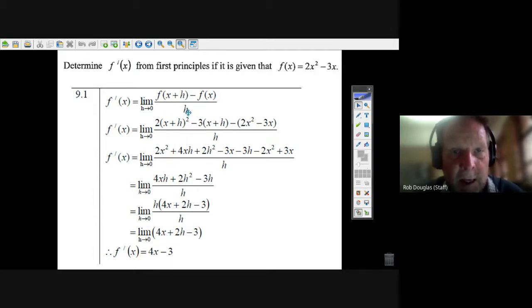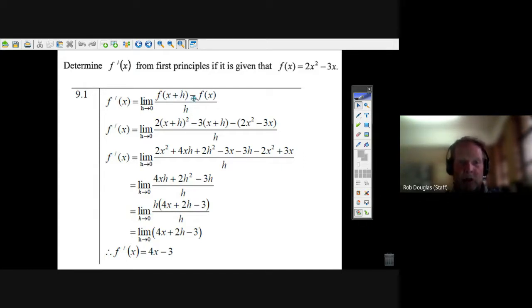But the change in x we represent with h, and the change in y is f of x plus h minus f of x. Well, when you see function notation, f of x plus h means you take x plus h and you put it in the function. So it's 2 times x plus h squared. Instead of 3x, you put in x plus h. Well, there's f of x plus h.